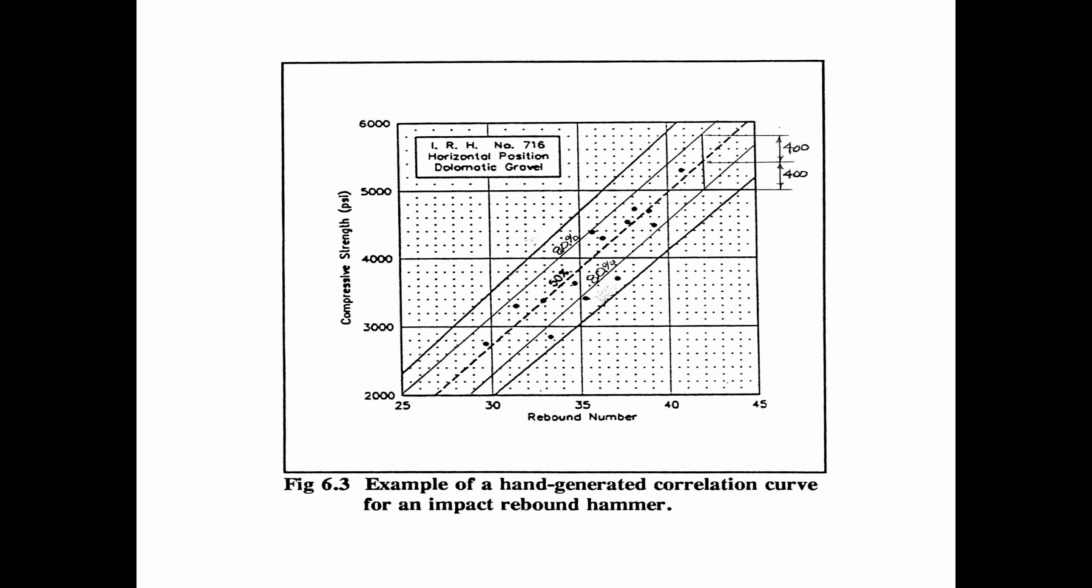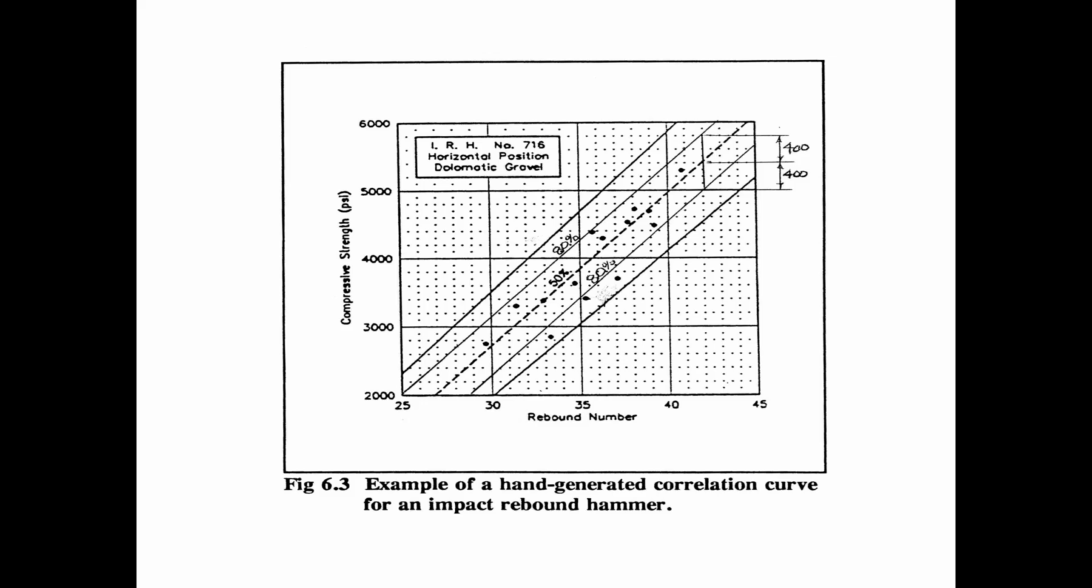Conversely, if we go up to that top 95% confidence limit line using a rebound number of 35, we go over and we read a concrete strength of 4,700 psi. So what that's telling us is that we are 95% sure that the concrete strength is less than 4,700 psi. There's only a 5% chance that it's above 4,700 psi. So that upper bound 95% confidence limit line, really, we're not going to use that. It's the lower one that we're going to use.